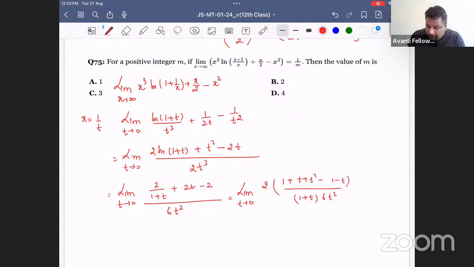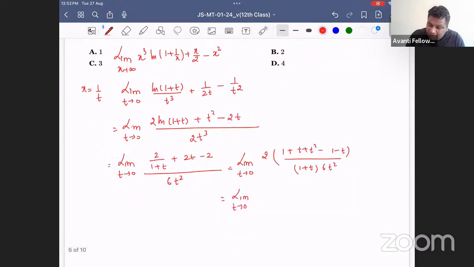Got it? So it is limit t approaches 0. 1 and t cancel. It is 2t square upon (1 plus t) into 6t square. T square cancel. The answer came 1 by 3. That is the correct answer. All right.